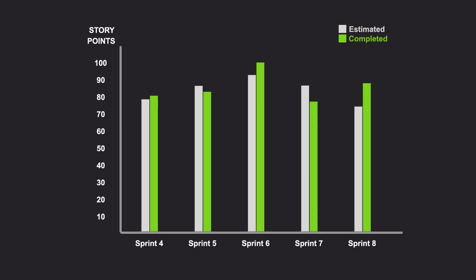Knowing the team's velocity also allows us to choose how many user stories we need to consider for planning during our sprint planning session. Finally, measuring velocity allows us to track the team's progress over time.